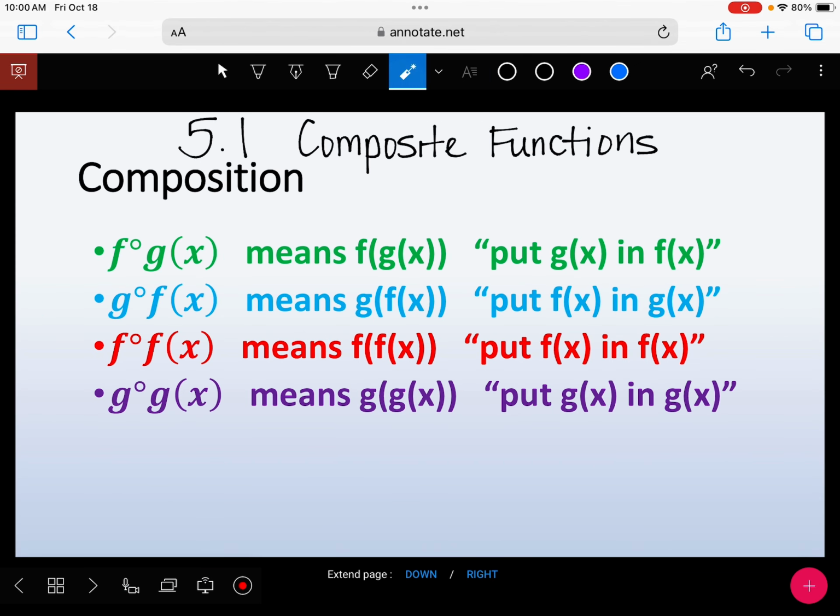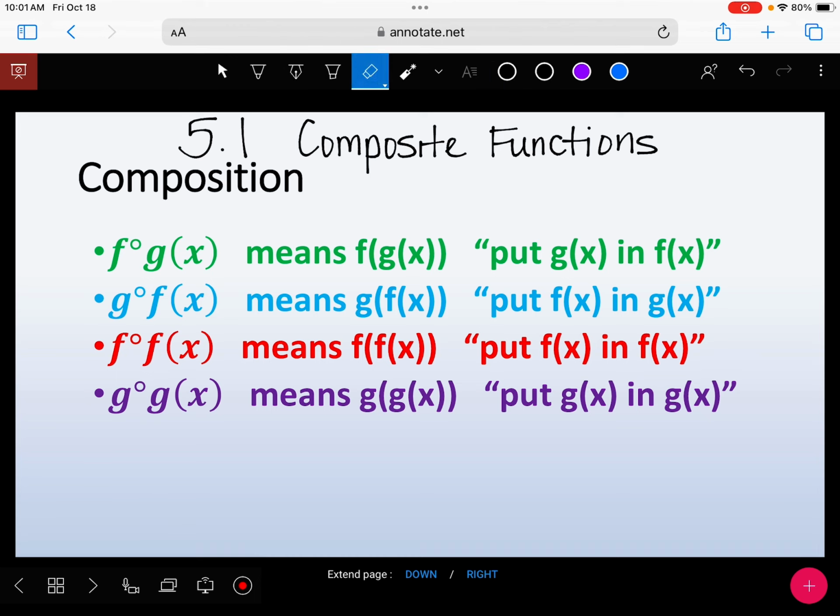Also note that the open circle symbolizes composites or composition, but that open circle should be a little bit more centered. In my software program, it looks more like a degree sign, but that is an open circle. It would look in your textbook more like a letter O that is centered. So I just wanted to clarify that.